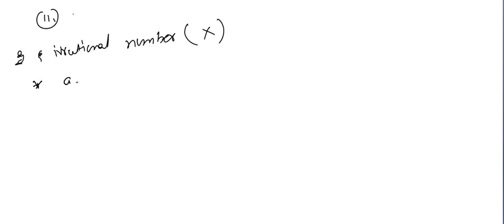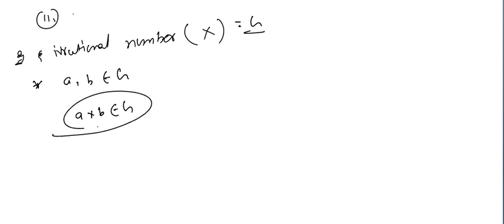So suppose we are taking A, B belonging to the irrational numbers. Suppose I am writing this group, the set name is G, A, B belong to G. So A multiplication B must belong to G. But there are many numbers. Suppose I am writing root 3 and 1 by root 3. Both are irrational numbers, both belong to G.